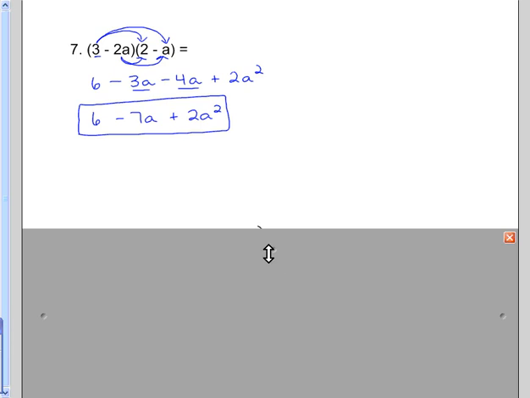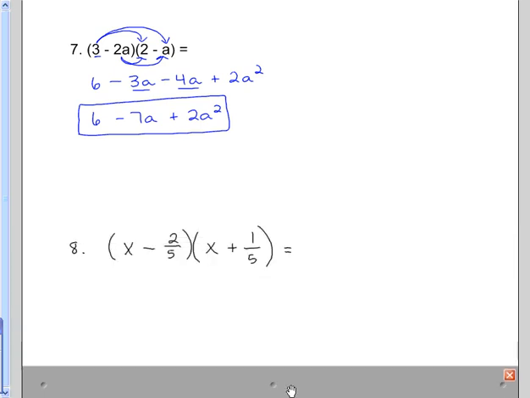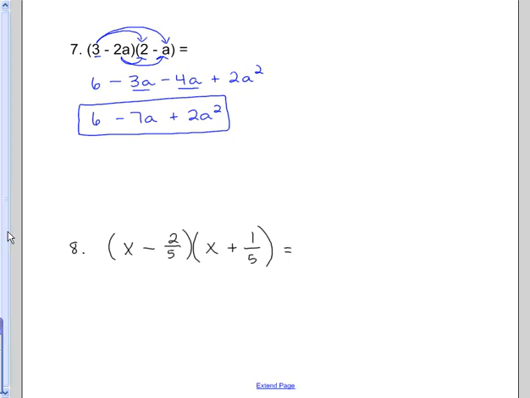Okay, the last problem that we're going to look at with the FOIL method is one that contains a fraction. Okay, don't worry about that. It's not nearly as bad as it looks. Okay, you've got x minus 2/5 times x plus 1/5. We're still going to use the same rule.